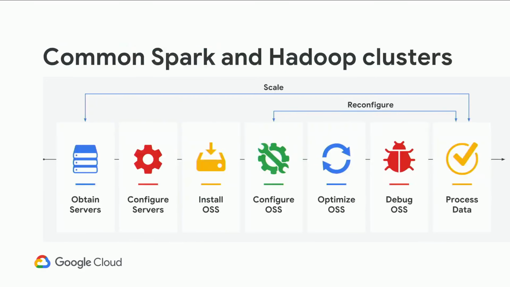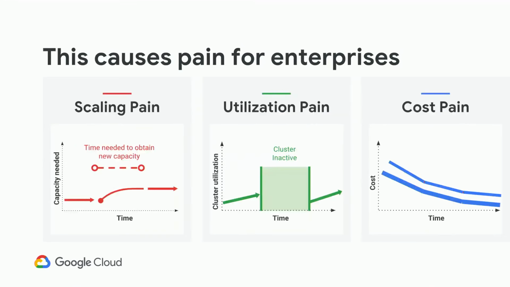When we think about common Spark and Hadoop clusters, especially as we talk with customers that run them on-prem, we hear a lot about how scaling clusters can be really difficult. Obtaining servers, configuring servers, installing OSS, and then the reconfiguration conversations around configuring OSS, optimizing and debugging, and then processing data to get to where you want to be. What that ends up creating is a lot of pain, especially on the enterprise front, where just to scale those up, when we have successful clusters, these things still happen.